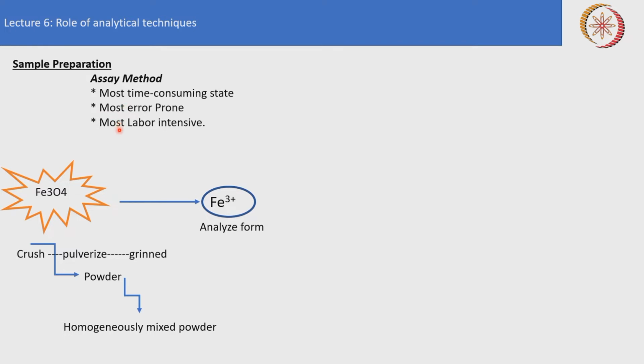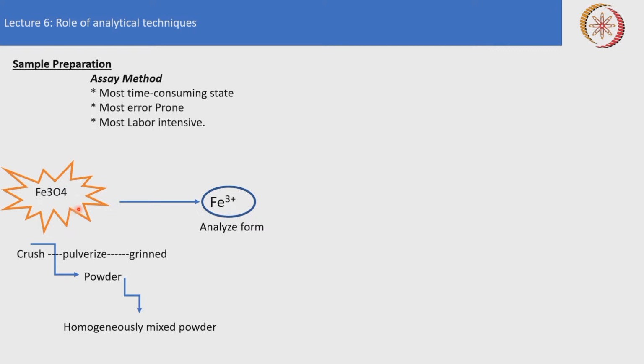In lecture 6, we learned about sample preparation, where we learned that the assay method is the most time-consuming, most error-prone and most laborious process. Suppose we have some ore which contains some iron oxide, and we want to measure how much iron is there. To measure the iron concentration in that sample, we have to get the iron 3 plus form, because the iron is present in the plus 3 oxidation state.